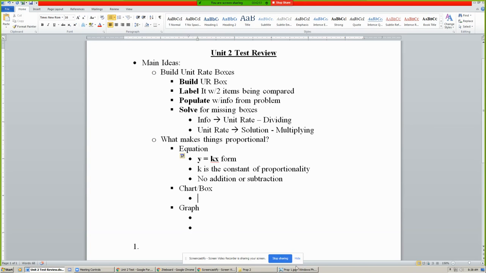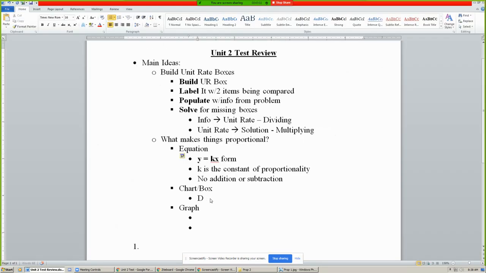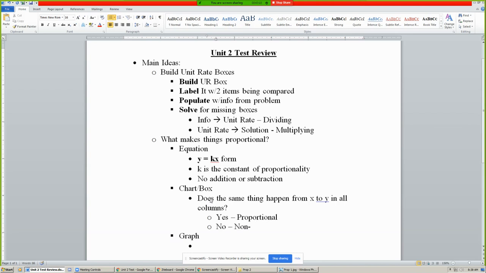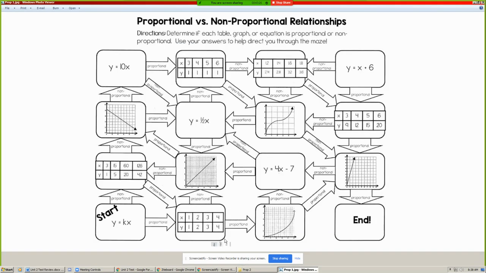So for charts and boxes, like unit rate boxes with x and y, you're just checking: does the same thing happen from x to y in all columns? If yes, proportional. If no, non-proportional.